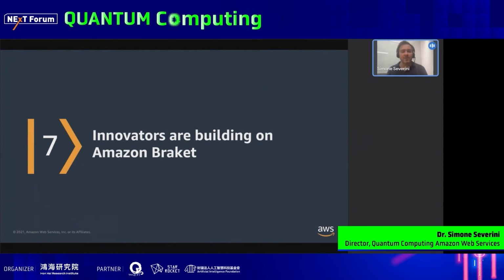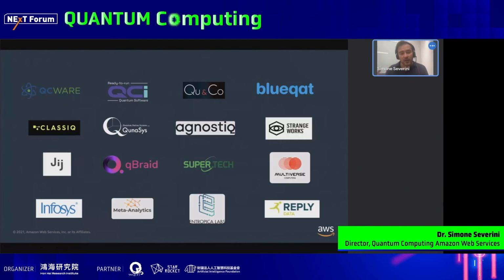Innovators are building on Amazon Braket. I would like to focus a little bit on action, on what people are building on Amazon Braket. And this page contains a number of logos from AWS partners building solutions and services. These partners belong to an organization, a network, which is called AWS Partner Network, APN.